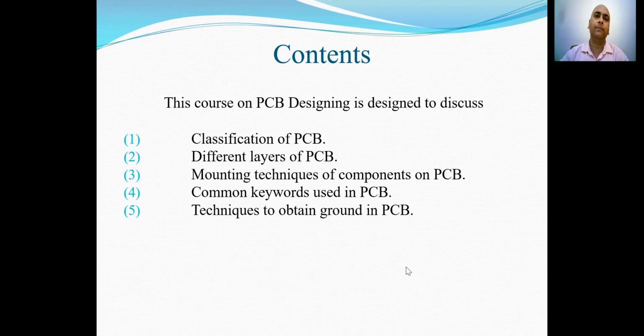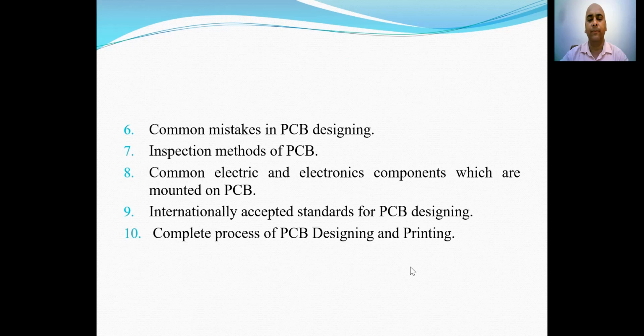Then we will discuss the common keywords used in PCB. The common keywords used in PCB include traces, pads, holes, wires, footprints, etc. Next, we will discuss about the techniques to obtain grounding in PCB. Grounding plays a very important role in PCB designing. So, in this section, we will discuss the three methods to obtain grounding in PCB.